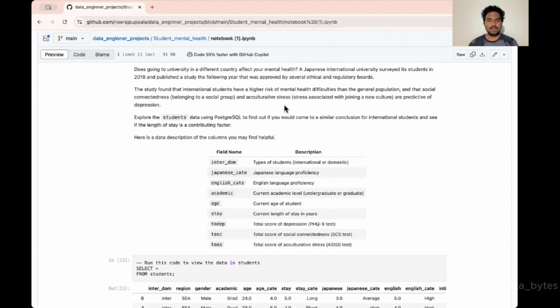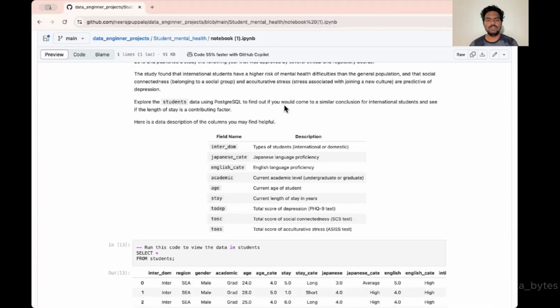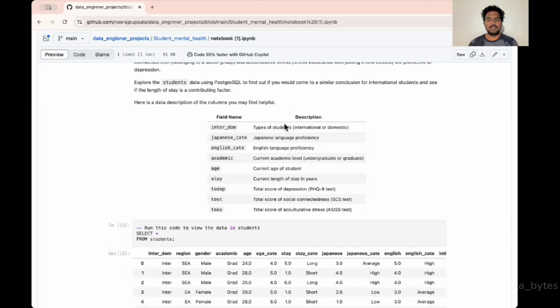Let's look at the requirements. We have to explore the students' data using PostgreSQL, and we have to analyze the data, and we have to see if we could come to a similar conclusion as per the survey. And also we have to see if the length of stay is a contributing factor for the students' mental health difficulties. So now let's look at the given description.